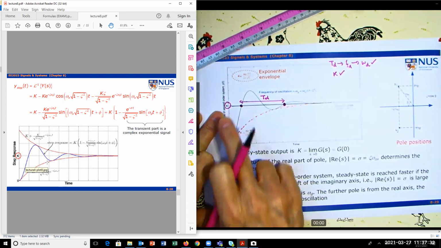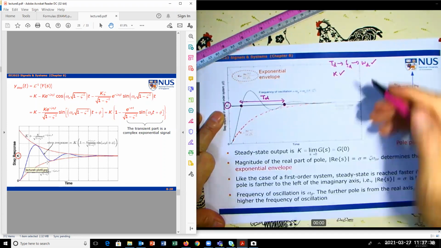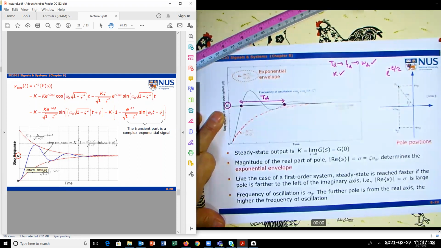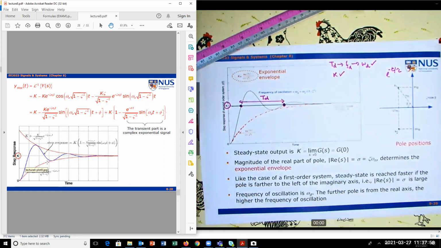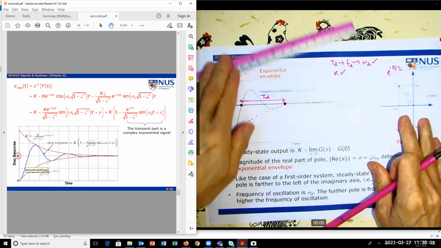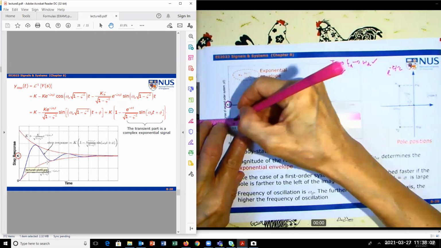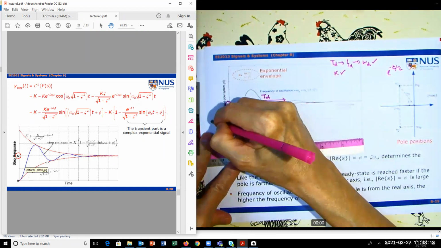So the time constant is the amount of time. Remember, the time constant is e to the minus t over tau. It's given by that. So it's the amount of time it takes to reach 0.632 of the final value. The final value is K here, as you can see. So all I have to do now is say, okay, where is 0.632? Maybe it's here. Let's say it's here. So this is 0.632 of K.